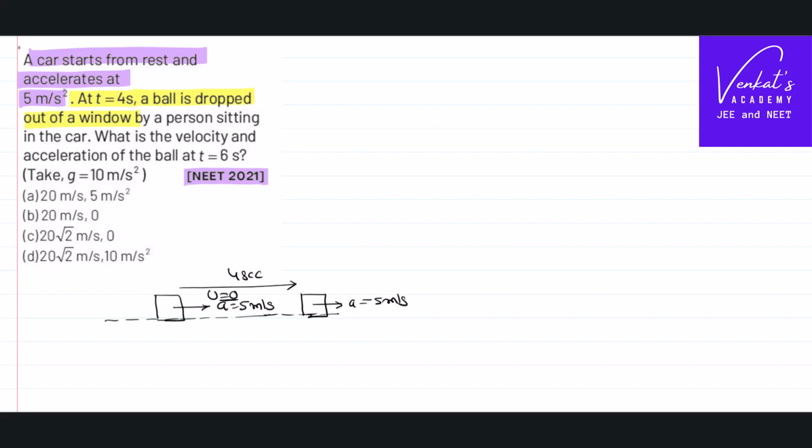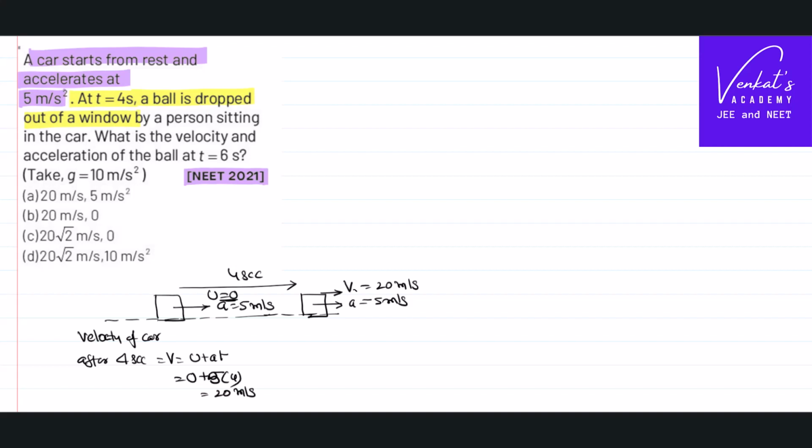So it definitely cannot be zero. Initial velocity cannot be zero. It will have definitely some velocity. How much is the velocity of that car after 4 seconds? I can use the formula V equal to U plus AT. It started from the state of rest. Acceleration is given as 5 meter per second square for a time of 4 seconds. That is 20 meter per second. So after 4 seconds, it is having a velocity of 20 meter per second.